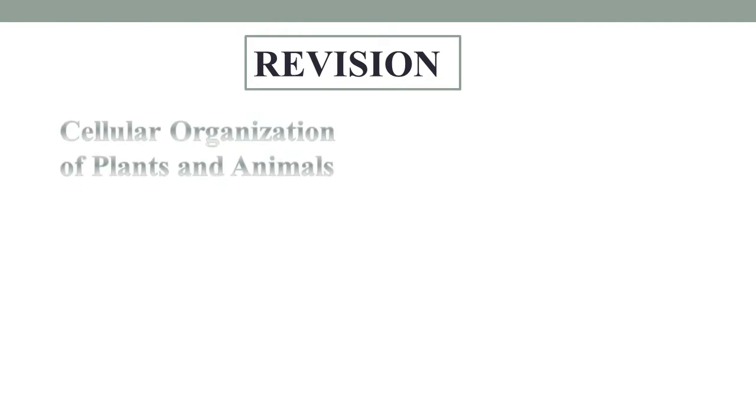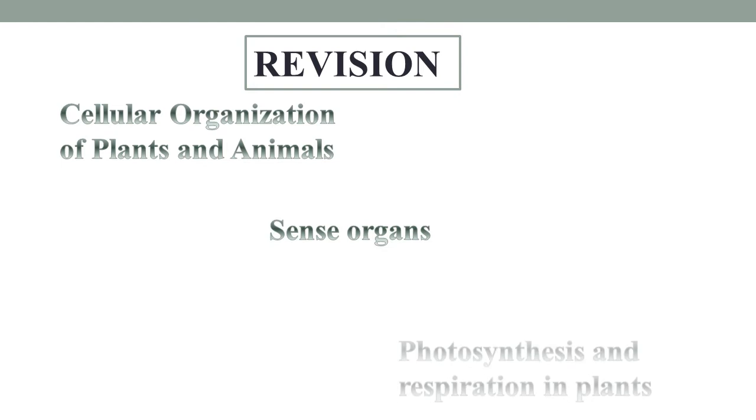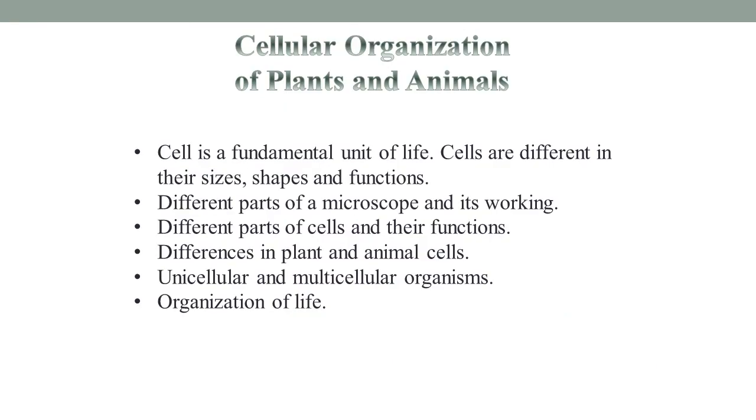Students, our first term syllabus includes cellular organization of plants and animals, sense organs and photosynthesis and respiration in plants. We have completed all these chapters in our previous lectures. Now we will start their revision. Today we will revise our first chapter, that is cellular organization of plants and animals.